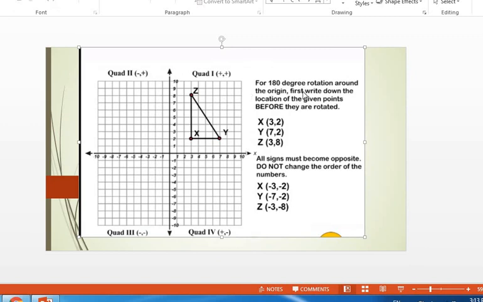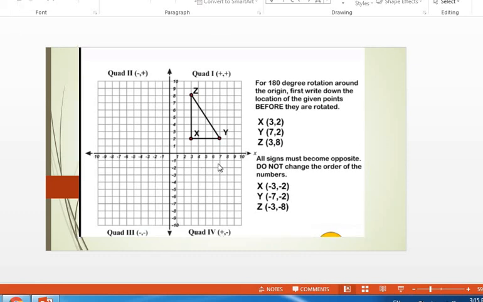For a 180-degree rotation around the origin, as we said, write down the location of the given points before they are rotated. All signs must become opposite. Do not change the order of the numbers. Here I just change all the signs of the numbers. 3 will be negative 3, 2 will be negative 2, 7 negative 7, 2 negative 2, 3 negative 3, 8 negative 8.